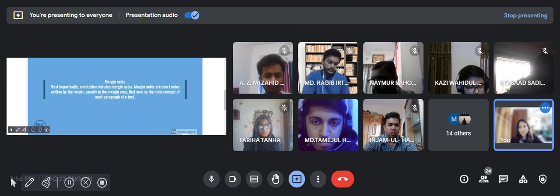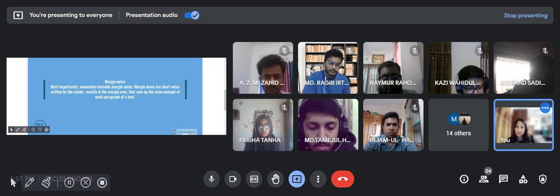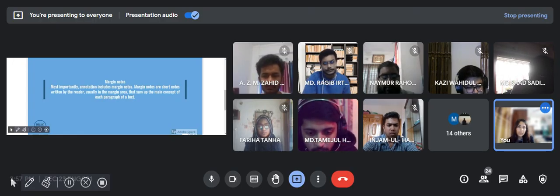Now, margin notes. This is very important. So margin notes are short notes written by the reader. Reader meaning you, because you are going to read the article. Reader can be I, when I read an article, usually in the margin area. So where is the margin area? Usually on the left side of an article, right? Or usually the left side of a write-up, of any write-up, right? So what do you have to write in the margin area?